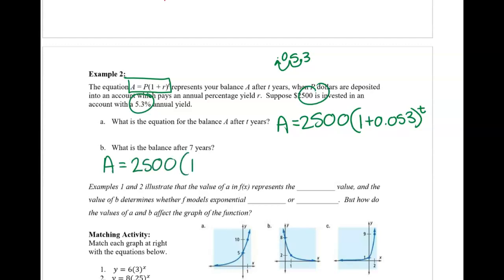And after 7 years, we can plug 7 in for t. 2,500 times 1 plus 0.053 to the t, but it's not t, it's actually 7 now, because we know it's 7 years. And this ends up being $3,588.71.